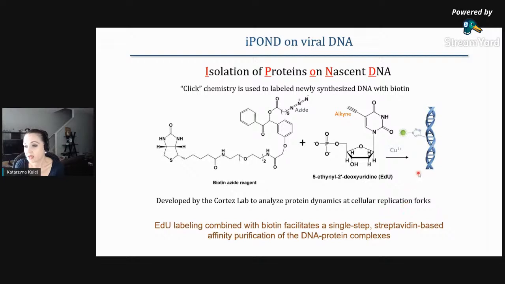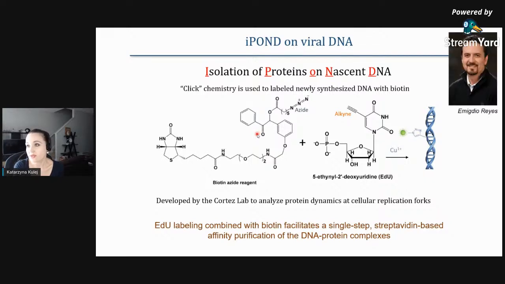And how it works: during DNA replication, the analog of thymidine, EdU, gets incorporated into the DNA. The EdU can be subsequently biotinylated using click chemistry, a covalent reaction between azide and alkyne groups. And this biotinylated DNA, together with the protein complexes bound to it, can be pulled down using streptavidin beads. This method was greatly optimized in my group by my friend Emilio, who did a really great job. So regarding iPOND, what I will show is mostly his work, actually.